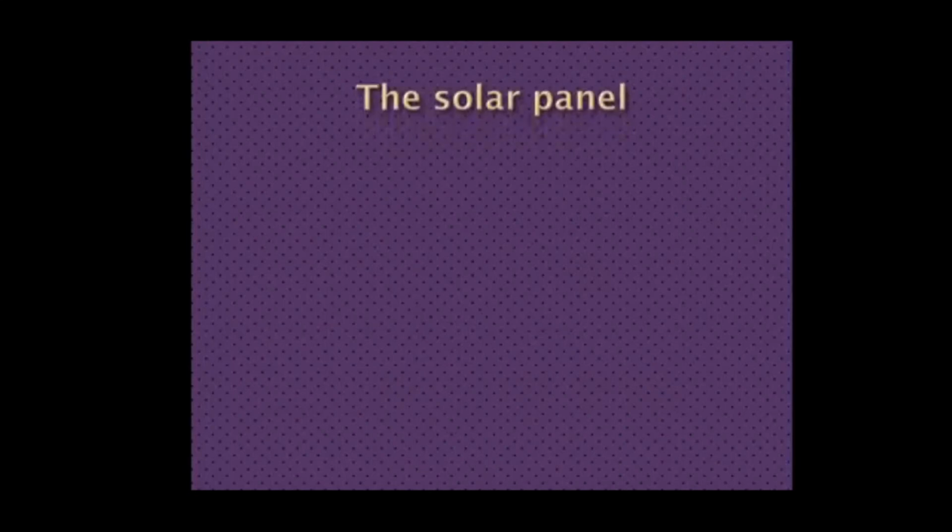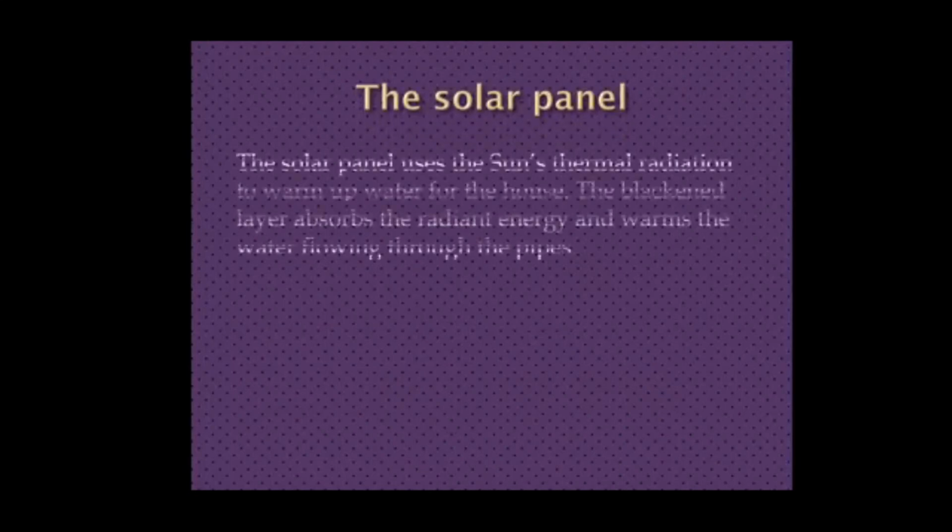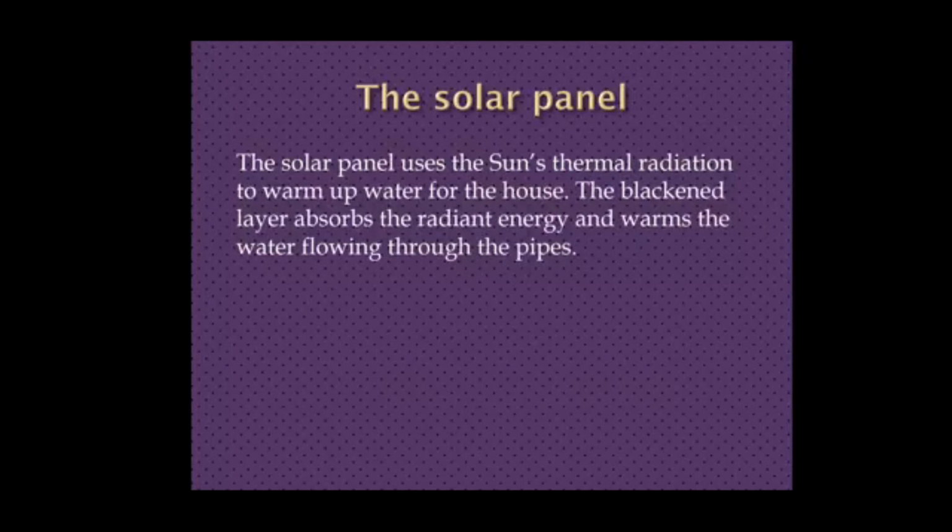Right now I am going to explain about the solar panel. The solar panel uses the sun's thermal radiation to warm up water for the house. The black-ended layer absorbs the radiant energy and warms the water flowing through the pipes.